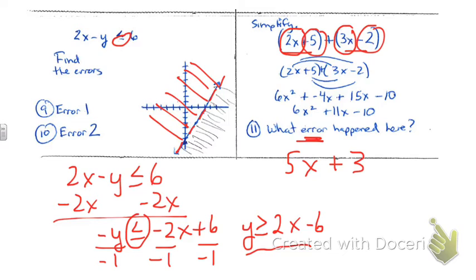So I get 5x plus 3. I don't multiply those together. If you would have multiplied them, that actually was right, but there's an addition sign. So pay attention to your signs there.